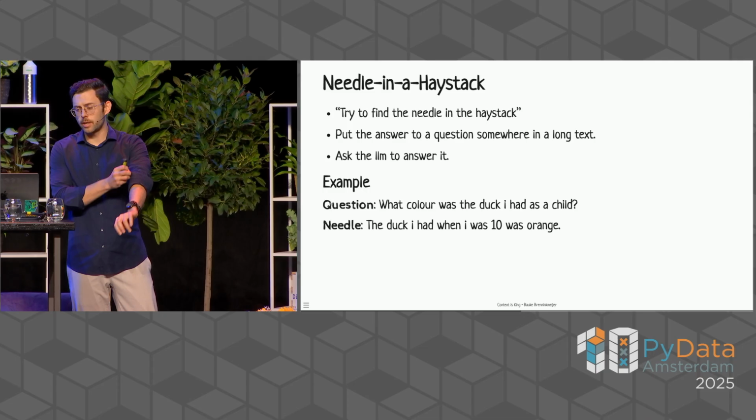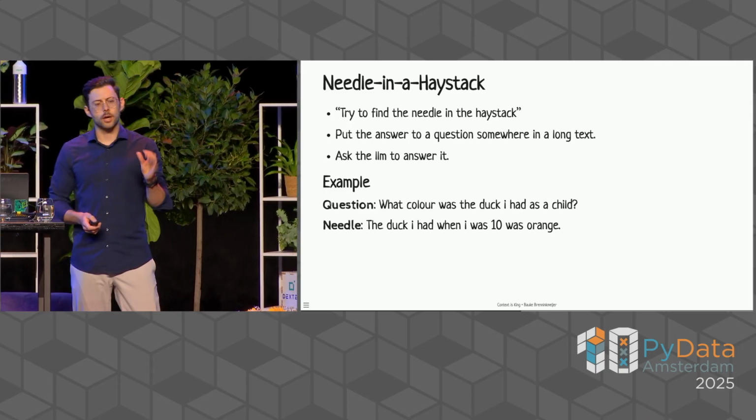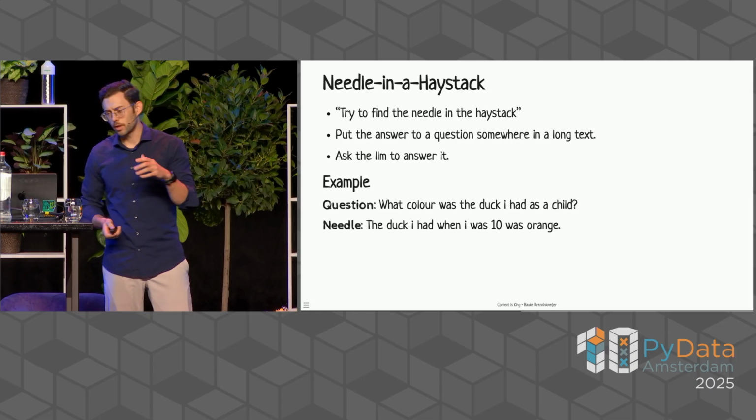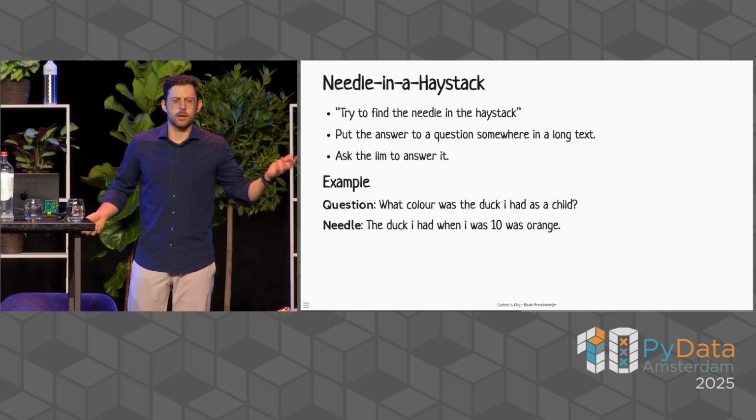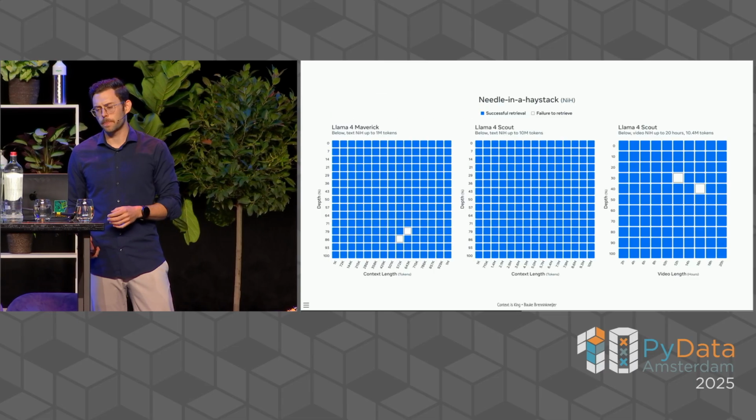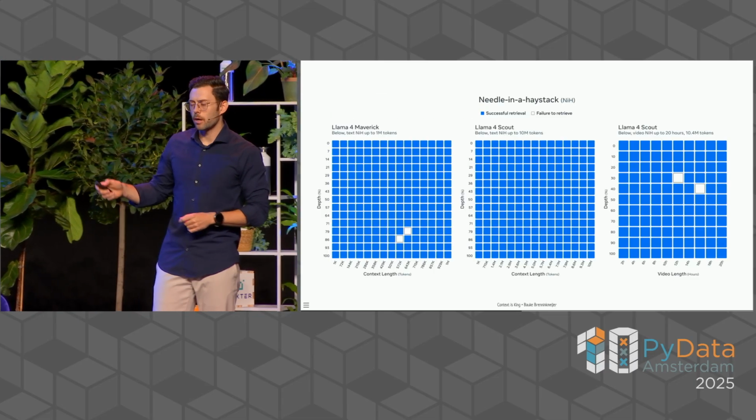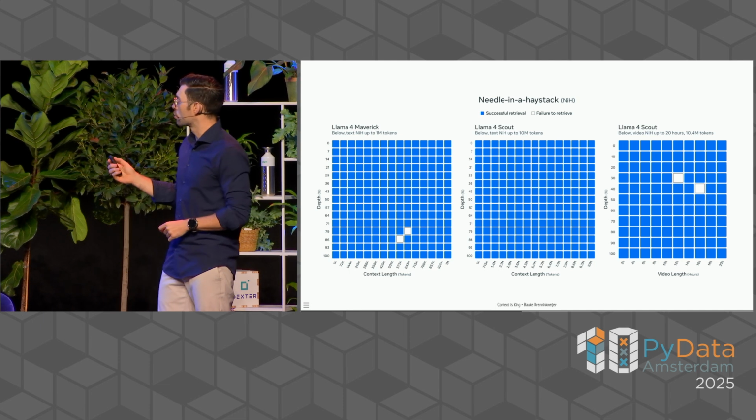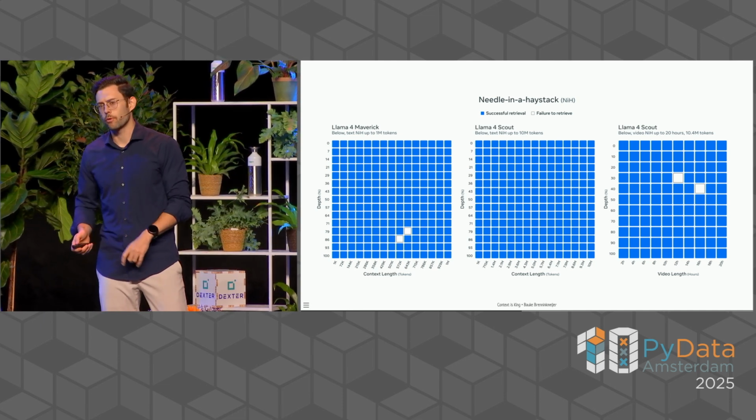So an example can be, what color was the duck I had as a child? Then a needle would be, the duck I had as a child when I was 10 was orange. And then we would put this in a book, The Lord of the Rings, for example. And this matters because this is the benchmark that every model provider shows on screen about how well their model is performing for long context.